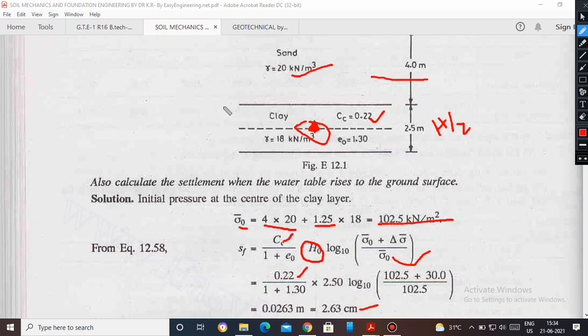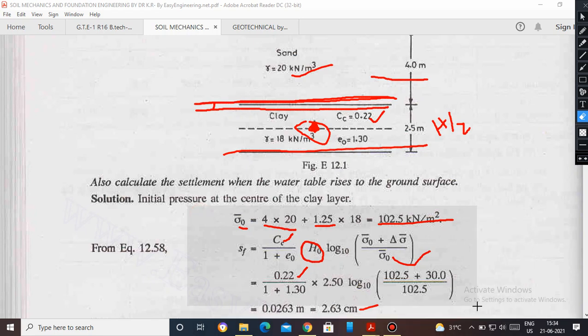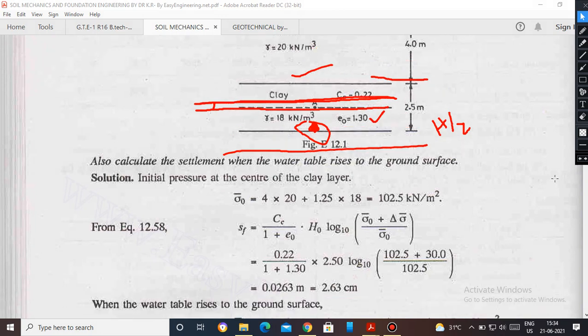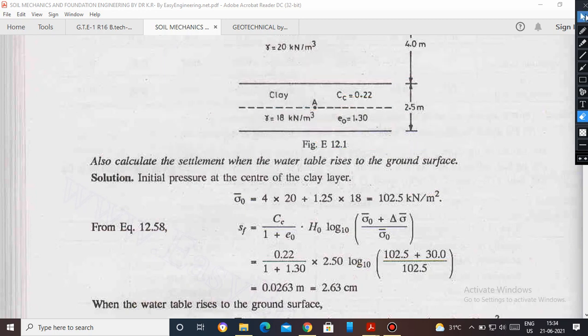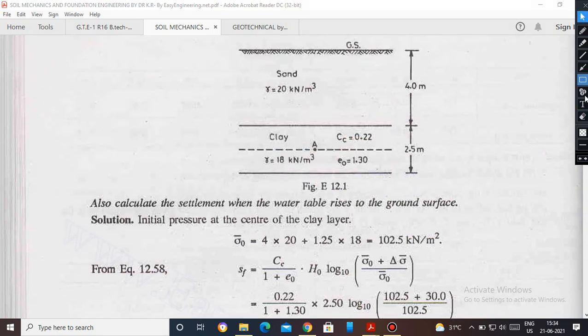2.63 centimeter. Suppose this is your clay soil layer, with 2.5 meter thickness, the soil mass settled, or was compressed, by 2.63 centimeter. In this way we calculate the stress distribution, that means the consolidation of the soil mass, when the water table is not available at the ground surface. For the same problem, if the water table is at the top of the ground surface, we will see how the coefficient of volume compressibility or coefficient of consolidation may change.